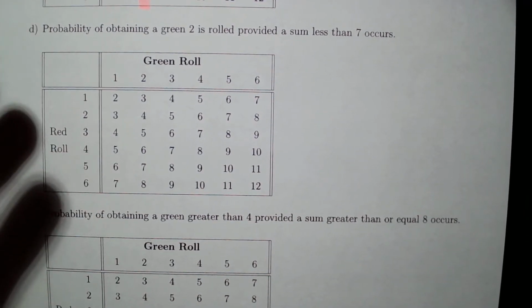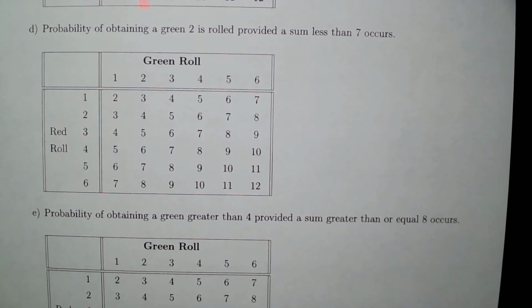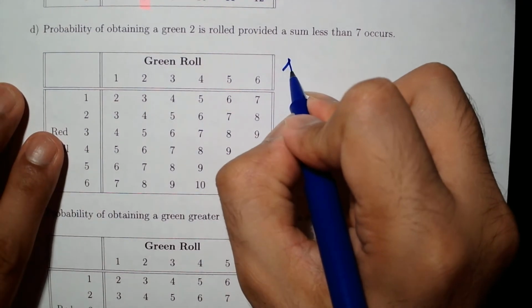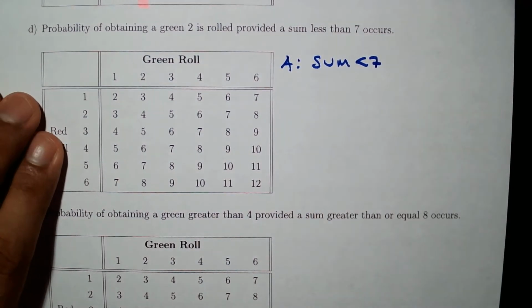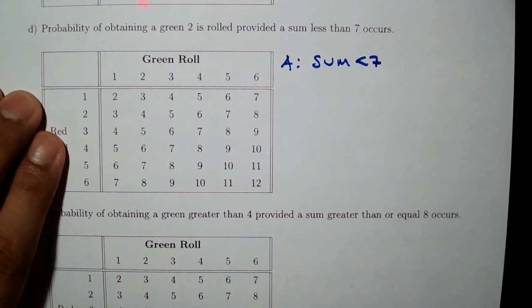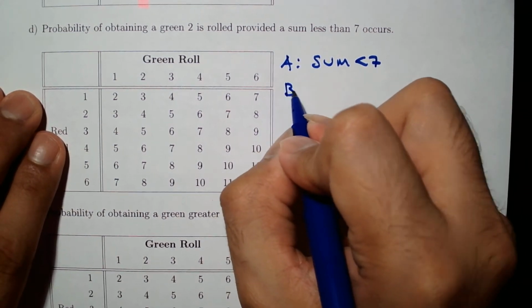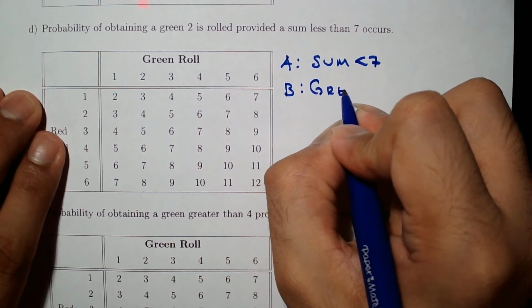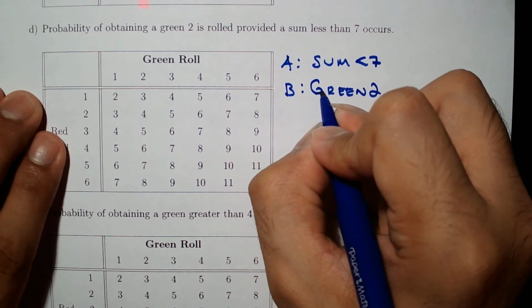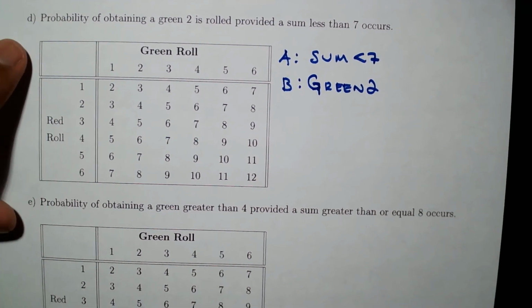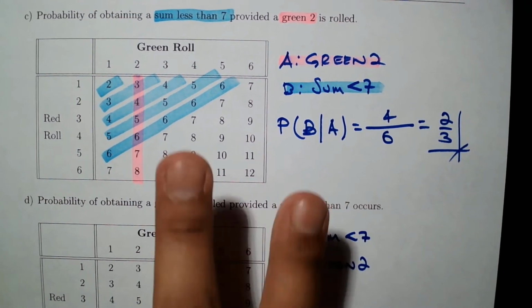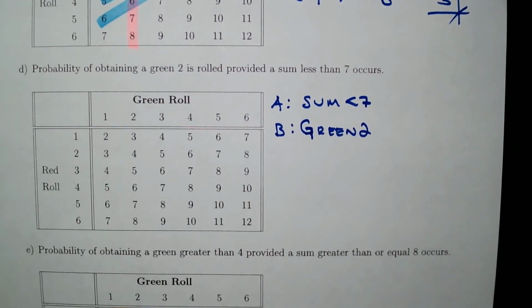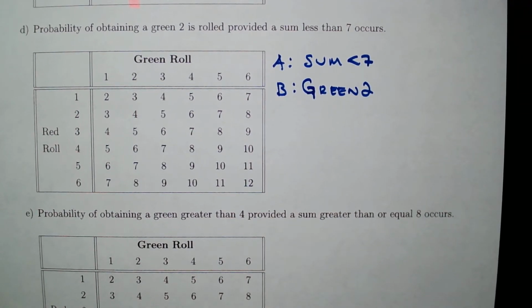Probability of obtaining a green 2 is rolled, provided a sum less than 7 occurs. So event A, sum less than 7. And B, green 2. You might notice something interesting about example D and example C. They are both the same events, but in this case the events are reversed. Let's see how the probability changes when we reverse the order of the events.